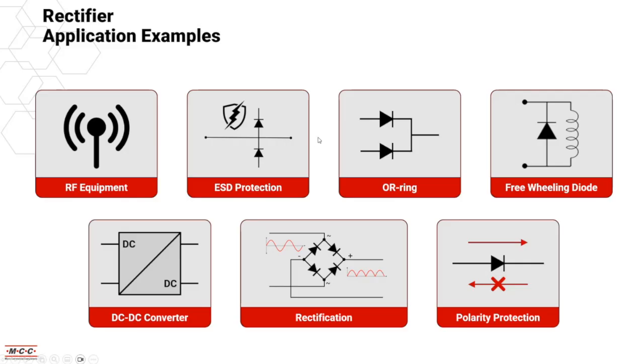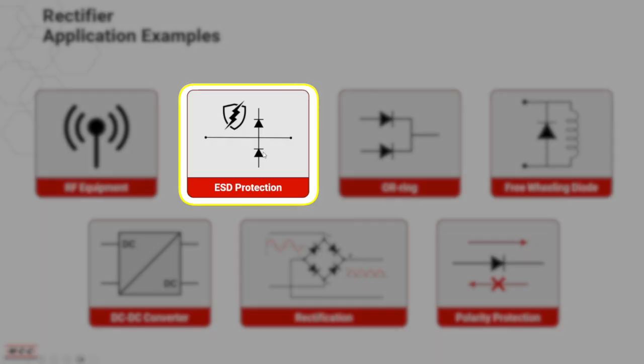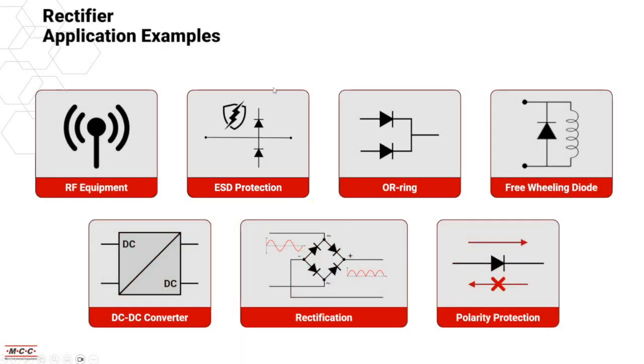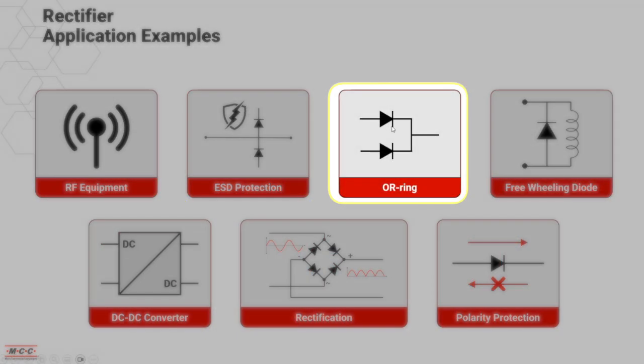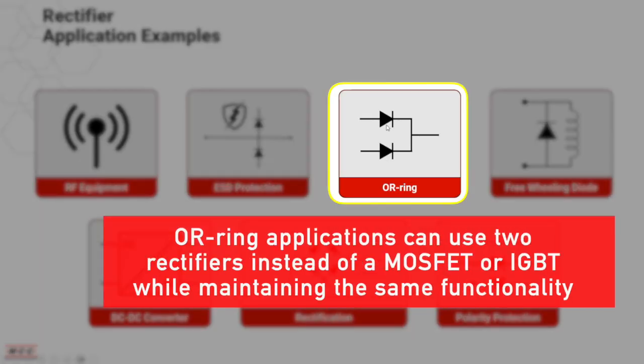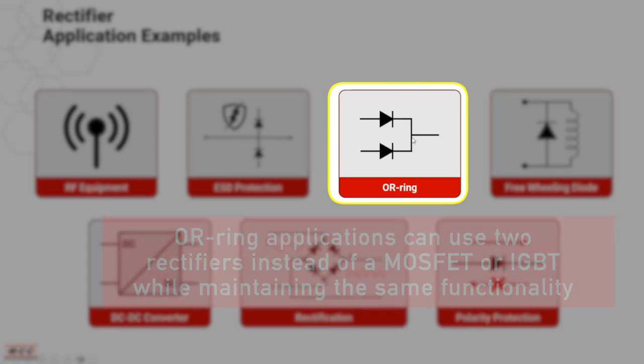Let us look at some examples, such as ESD protection. In ESD protection, we could use 2 simple Schottky barrier rectifiers to achieve over-voltage protection. For OR-ing, instead of using a MOSFET or IGBT, we could actually use 2 rectifiers to achieve the same functionality for OR-ing applications.